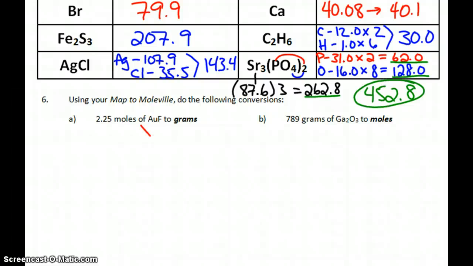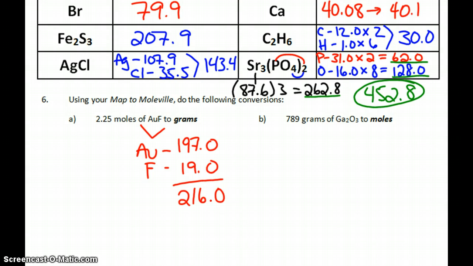So Au is 197.0, and fluorine is 19.0, so AuF is 216.0. And so I take my 2.25 moles times the 216.0 grams per mole, and so that's how I end up with the 486 grams for the answer.